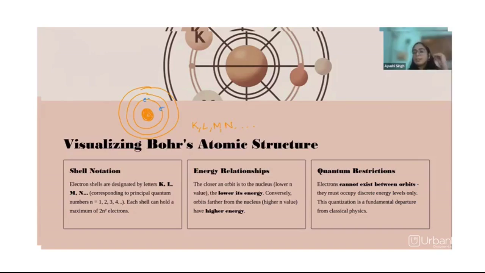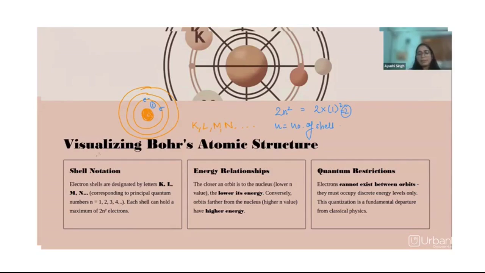Now, how many electrons each shell can contain was told by Bohr. The formula is 2n square, where n is the number of the shell. If you pick this one, this is the first shell. If you put the formula here, 2 into the first shell square is equal to 2. So only 2 electrons can be there in the first shell.